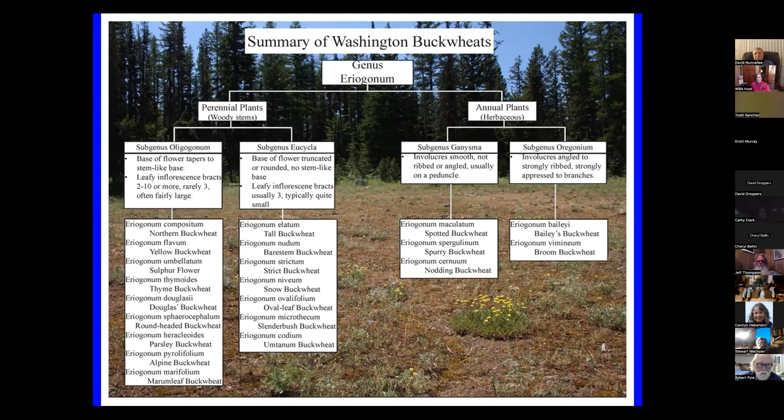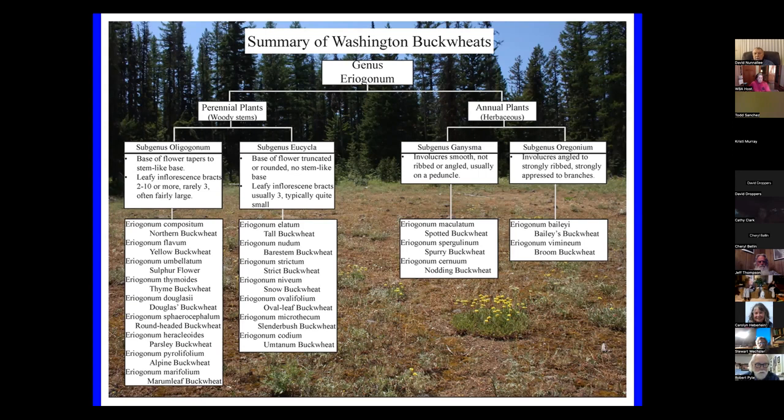This group of buckwheats are the ones I like to call the showy buckwheats. Some of the showiest of our flowers are in that group, and many buckwheats which are reared by nurseries are in this group, the Oligogonum. The other major subgenus is Eucycla, and this includes typically buckwheats which are a little more scruffy, not as well developed with the larger flowers, things like elatum and nudum and strictum, and we'll talk more about those later.